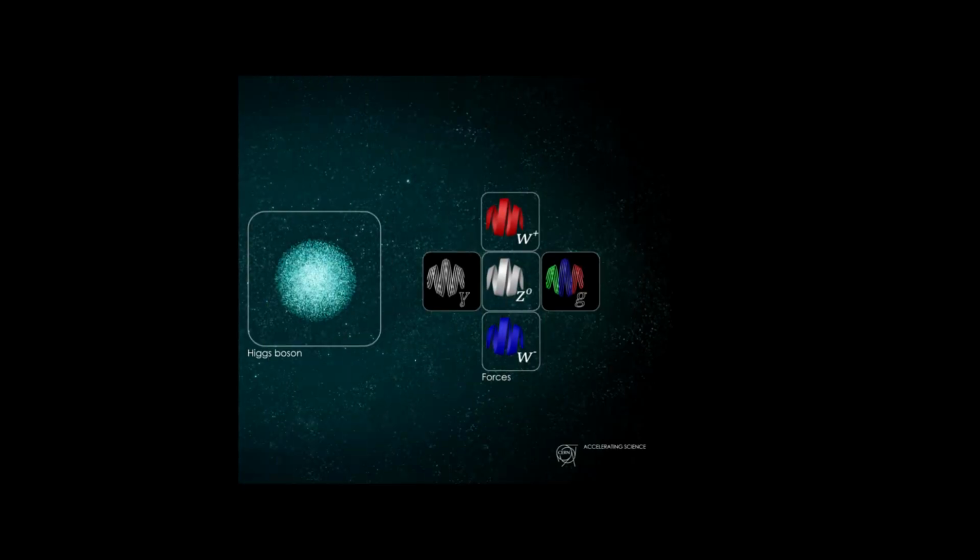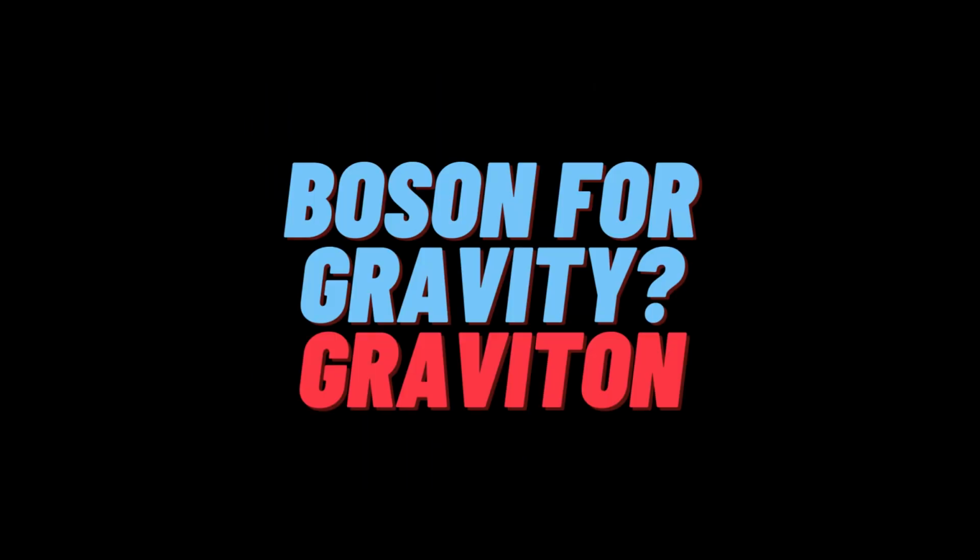These are the bosons that are discovered as of now. Then what about the boson corresponding to gravity? I'll explain in some other video in the future.